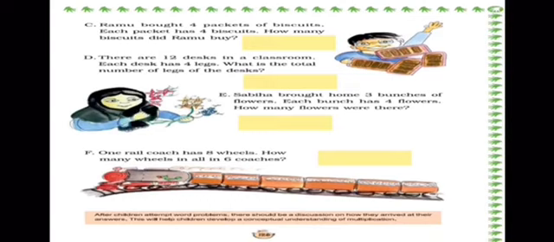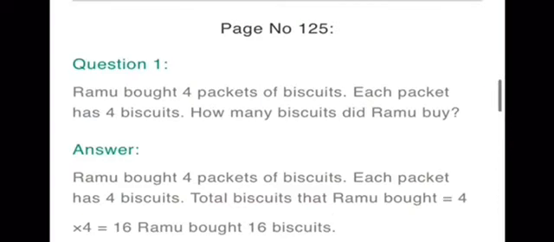Number 125. Ramu bought 4 packets of biscuits. Each packet has 4 biscuits. How many biscuits did Ramu buy? So, Ramu bought 4 packets of biscuits and each packet has 4 biscuits. So, instead of doing 4 plus 4 plus 4 plus 4, we will directly do 4 multiplied by 4 is equal to 16. So, Ramu bought 16 biscuits. So, now let's check our answer. Yes, Ramu bought 16 biscuits.